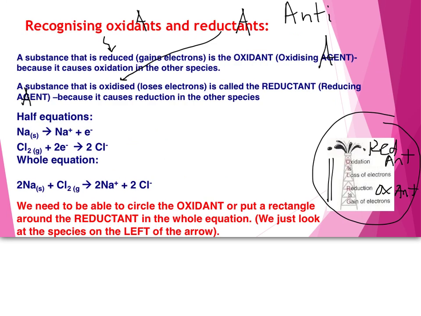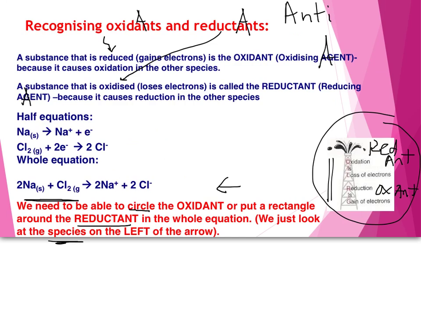Now, in the assessment, you will have to write half equations, and you will have to add them together to make a whole equation, like we've practiced. And then once you've got the whole equation, you're going to need to circle what is the oxidant on the left and put a rectangle around the reductant species on the left. So when we talk about species here, species just means either the atom or the ion, and as I say, what's important is these two species that go into the reaction.